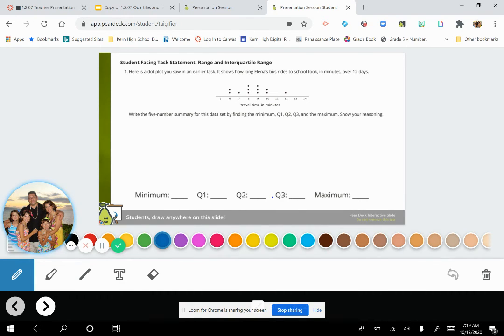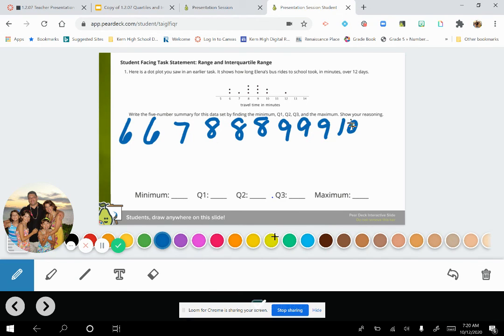Now I want you to try to find the 5-number set of this data. And remember, from our last lesson, we can simply mark down the numbers. They're 6, 6, 7, 8, 8, 8, 9, 9, 9, 10, 10, 12. So the first step is find the median or quartile 2. Actually, the easiest step is figuring out the maximum and the minimum. Give that a shot.